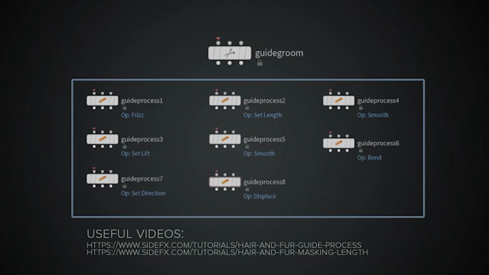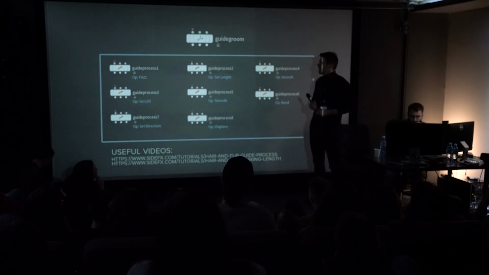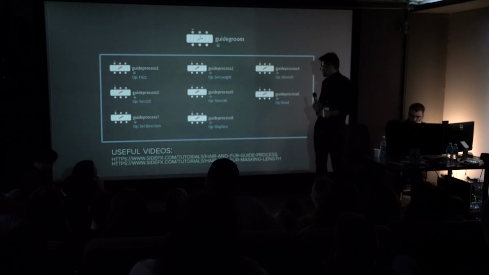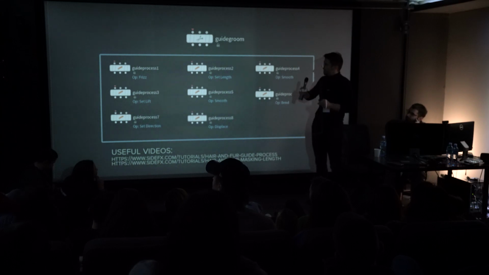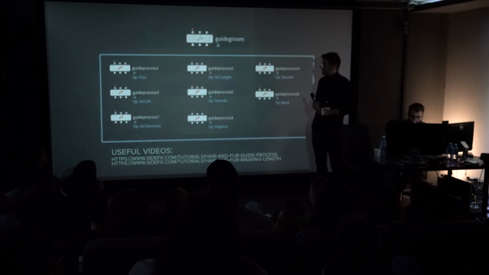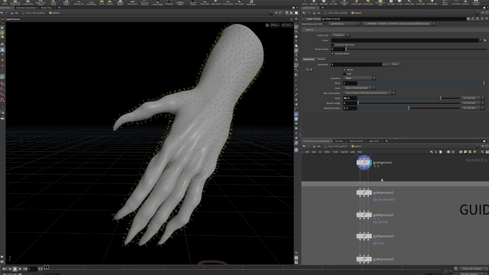These are some basic universal operators we are using when grooming our creatures. Guide Groom is the main operator which contains different kinds of brushes like move, shaping, scatter, planting, etc. And these are more like modifiers, treated in a more procedural way of grooming guides and hairs. This is a short breakdown of these operators.